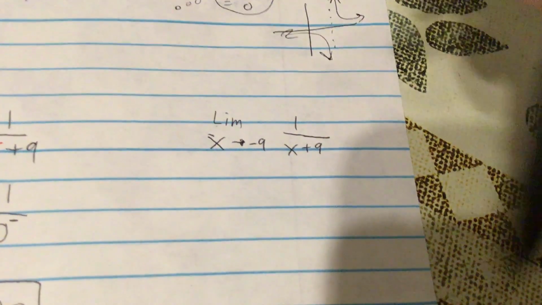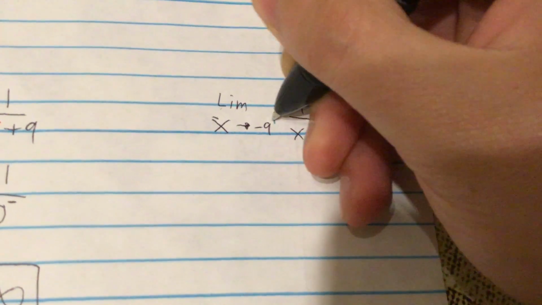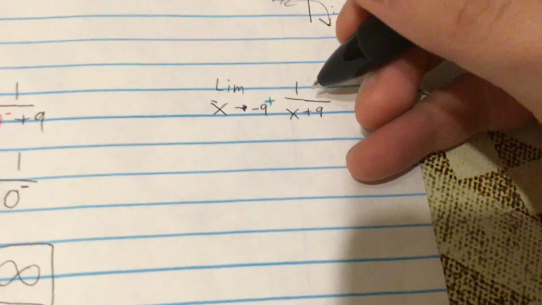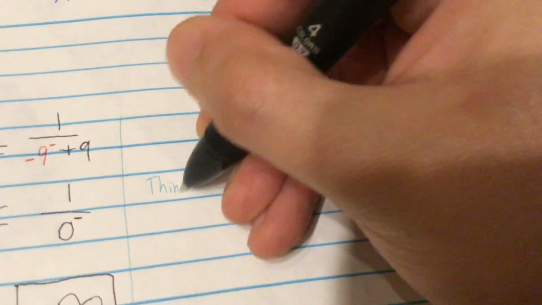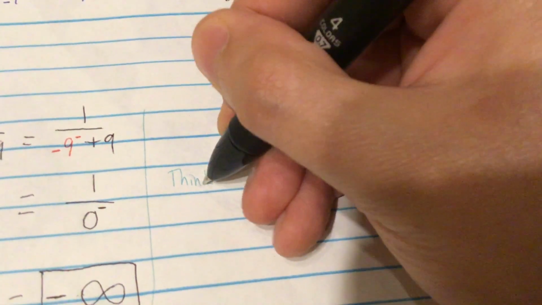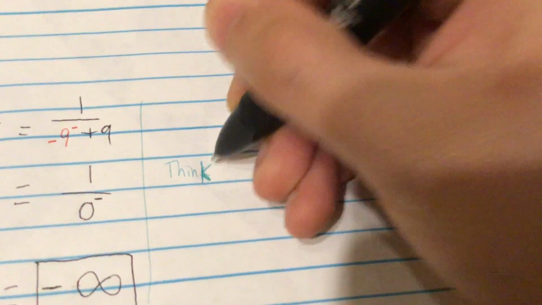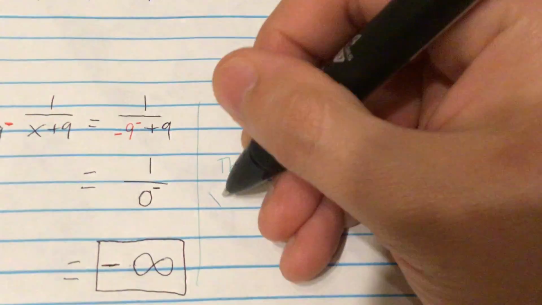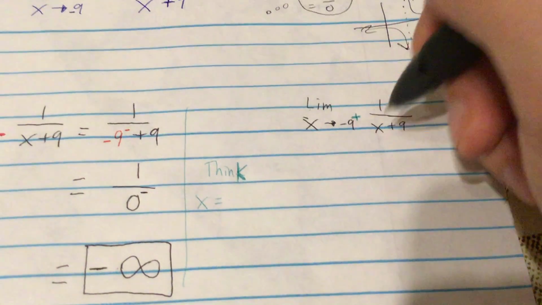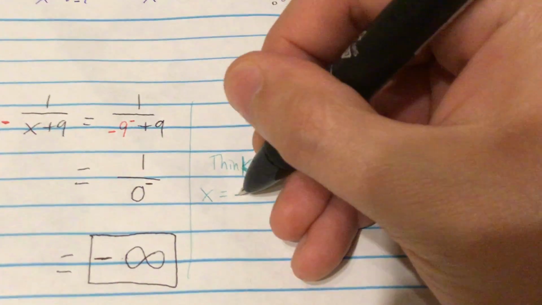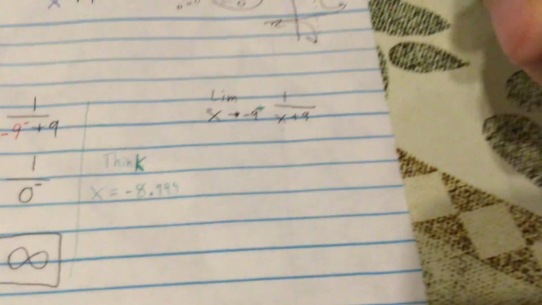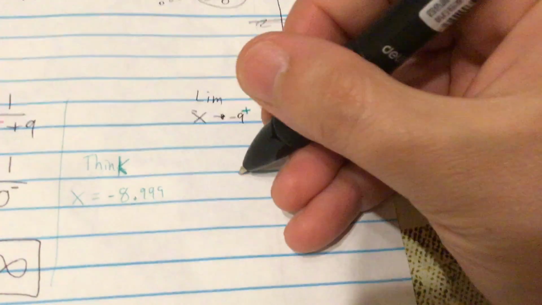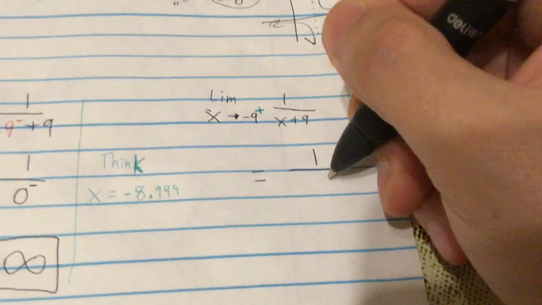Let's take a look at the right side. If I want to calculate the right-hand limit, what am I thinking to myself? I'm thinking just barely to the right of negative 9. I'm thinking negative 8.9999999. So I'm going to plug in 1 over the right side of negative 9.